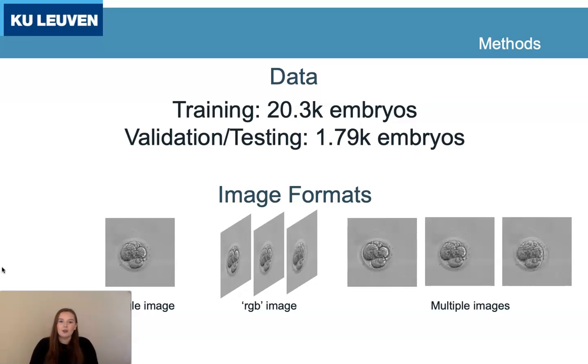And therefore, we decided to try different image formats to see if it would make a difference in performance of the neural nets. So in the simplest case, we would train the neural nets on a single image per embryo, in which case we would take the middle slice of each embryo. And in a more complex case, we would take 3 slices per embryo, and then we would either combine these 3 slices into one RGB image as separate channels, or we would store them as 3 separate grayscale images and train on a dataset 3 times as large.